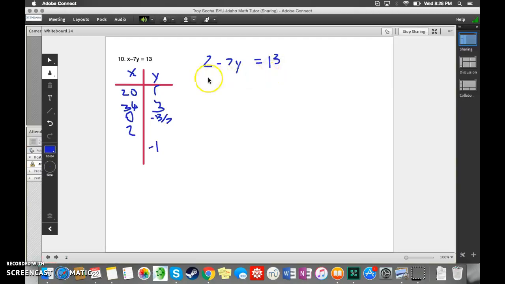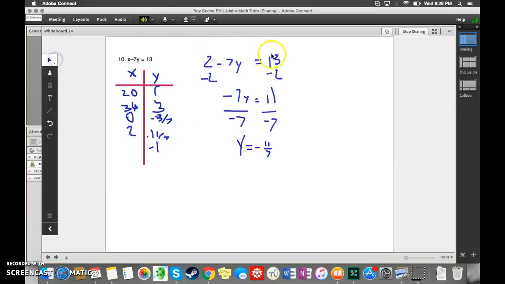All right. So this one we're going to have to subtract the 2 first. The last one we didn't have to worry about the 0, but this one we have to worry about the 2. So your negative 7y equals 11. Now we're going to have to divide by negative 7. So y equals negative 11 divided by 7.